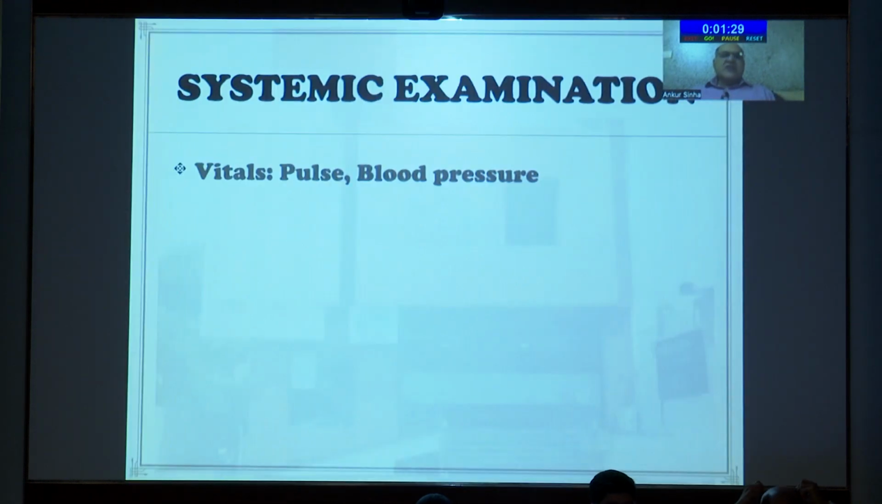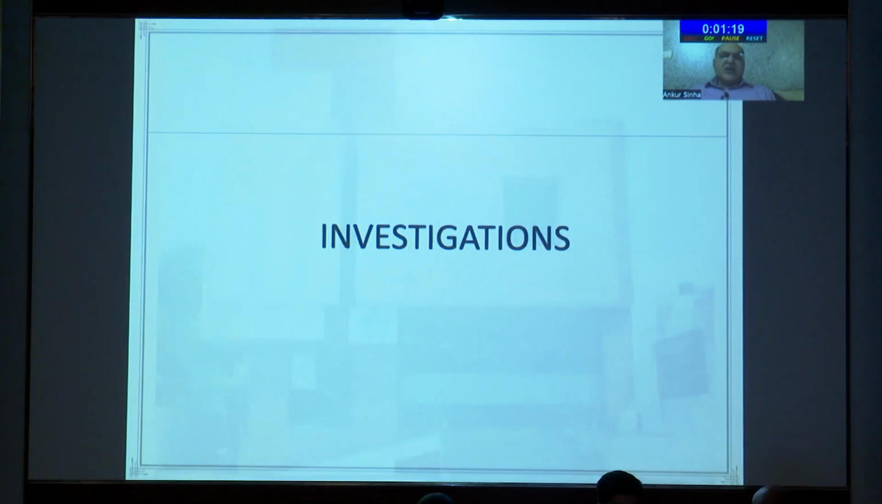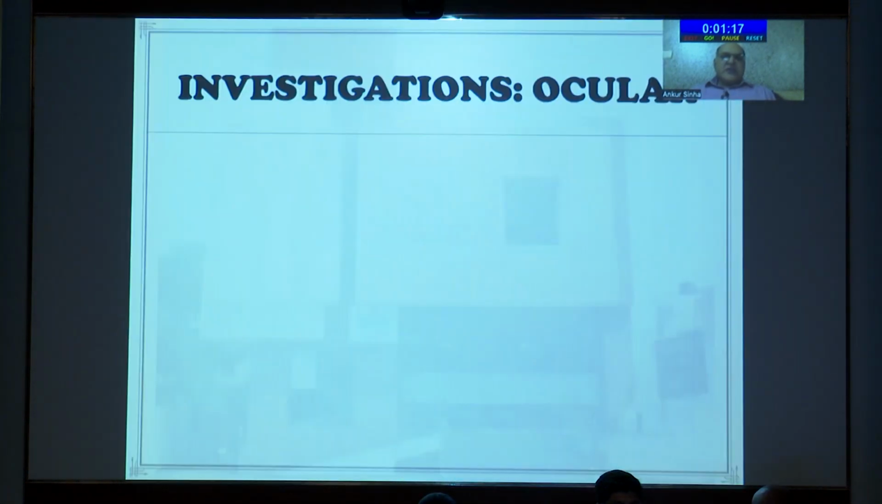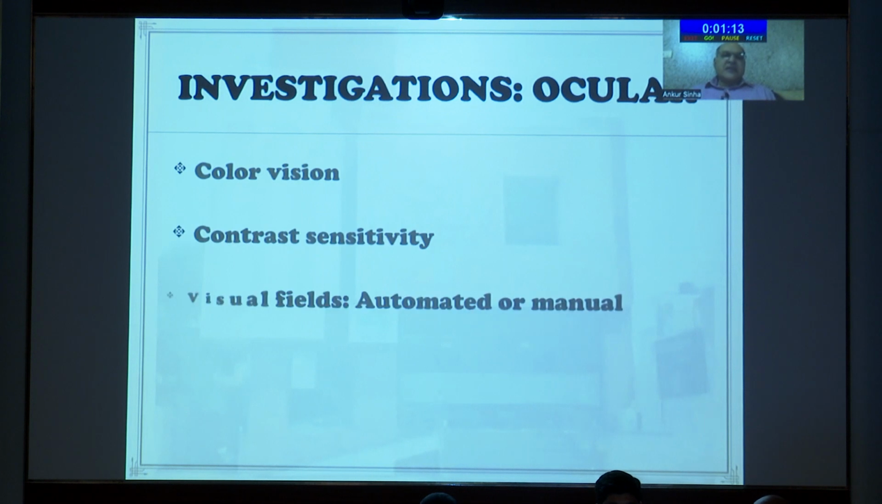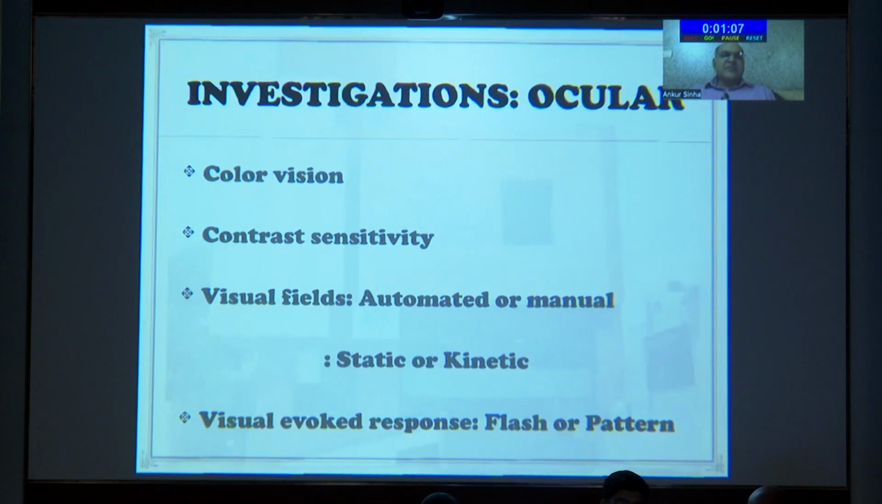Systemic examination includes noting down the vitals, the pulse and the blood pressure, the CVS examination, respiratory examination, abdominal, and examination of central nervous system. Now investigations. So investigations could be ocular, where we check for color vision, contrast sensitivity, visual fields either by static or kinetic, and then we have visual evoked responses, whether flash or pattern.